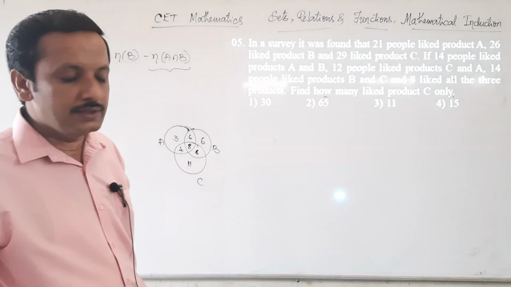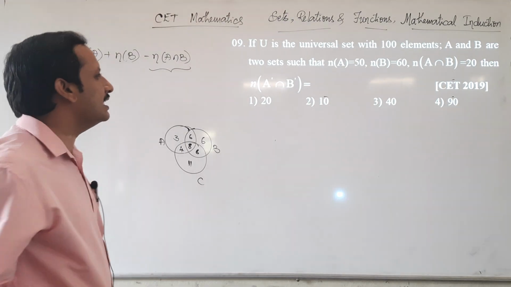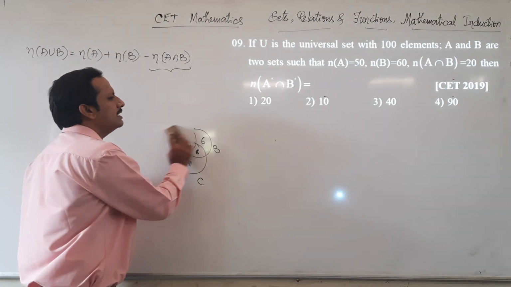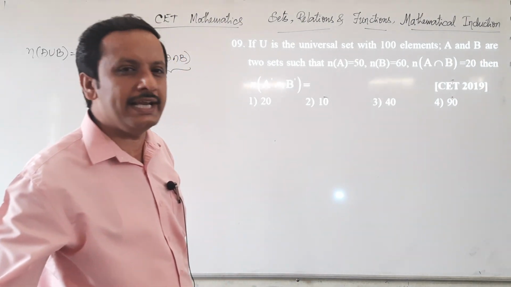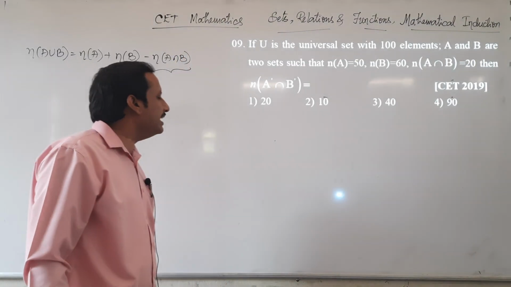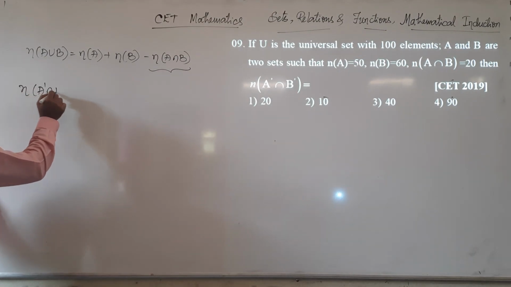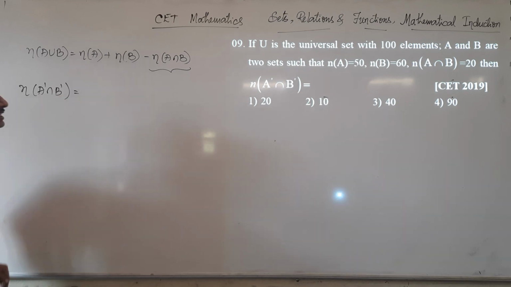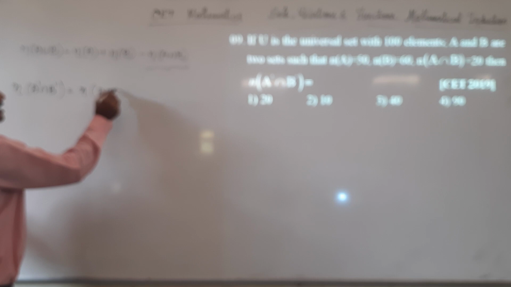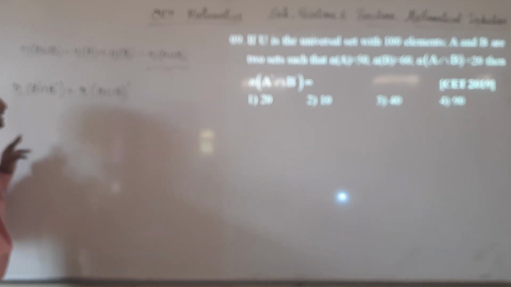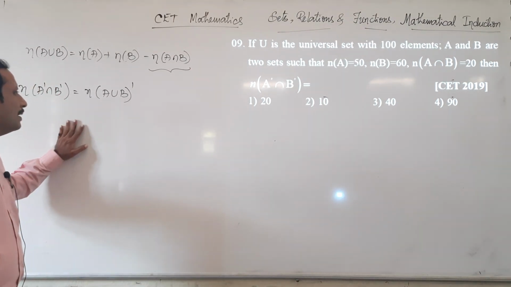Okay, so let's go to the next question now. Question number 9. If U is a universal set with 100 elements, A and B are two sets such that n of A is 50, n of B is 60, n of A intersection B is 20, then n of A dash intersection B dash we are asked to find out. A dash intersection B dash can also be written as n of A union B whole dash, by De Morgan's law.